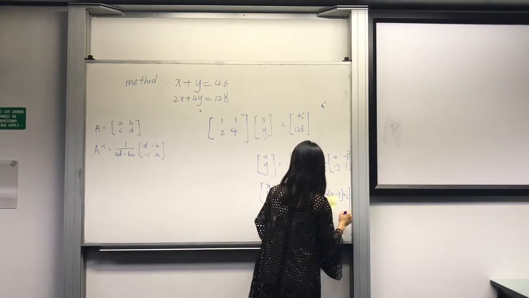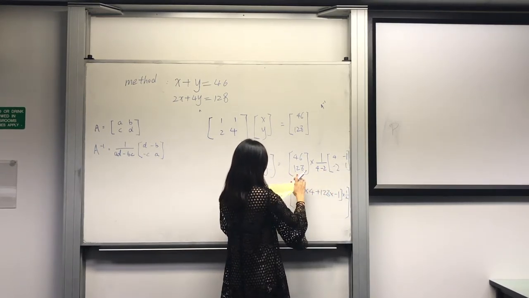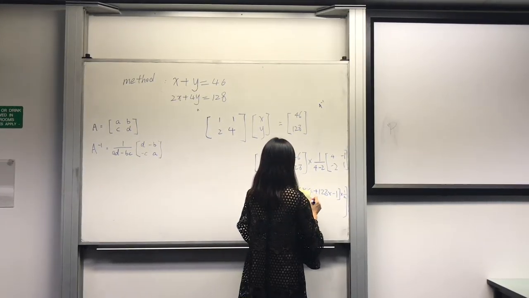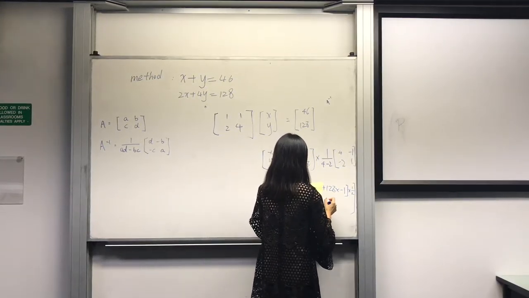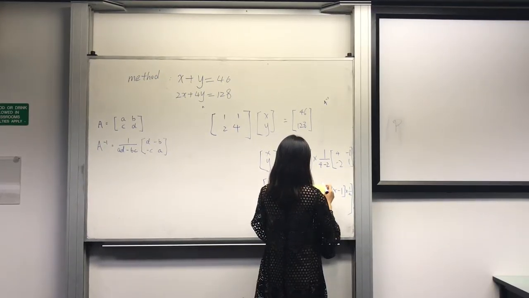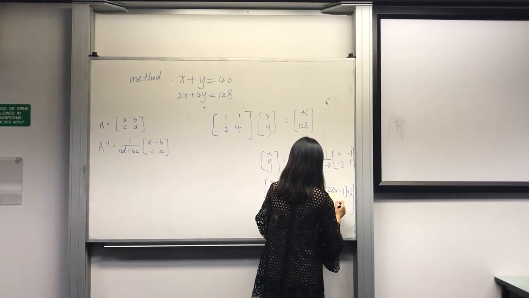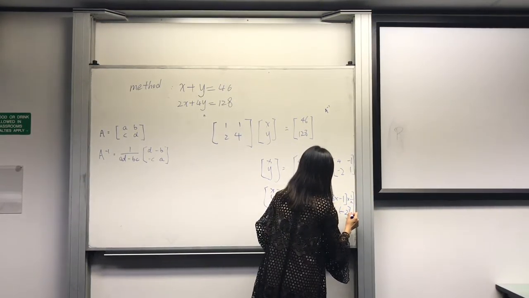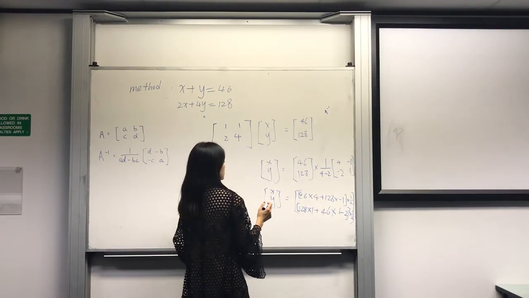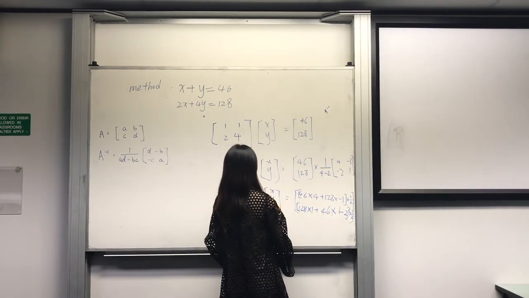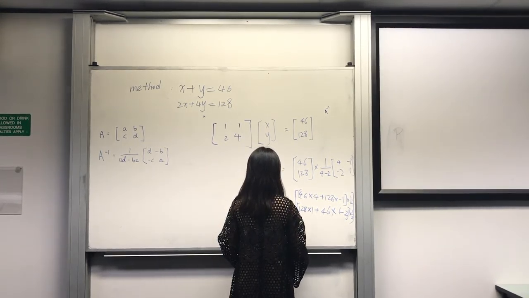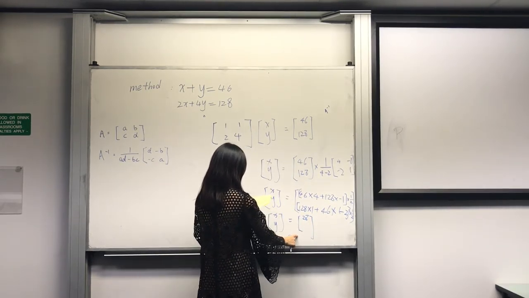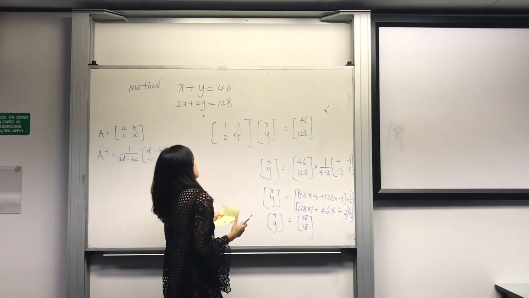And y equals 128 times 1 plus 46 times minus 2, and the total times 1 divided by 2. So according to the calculation, you can get the answers for x and y. The x is 28, and the y is 18.